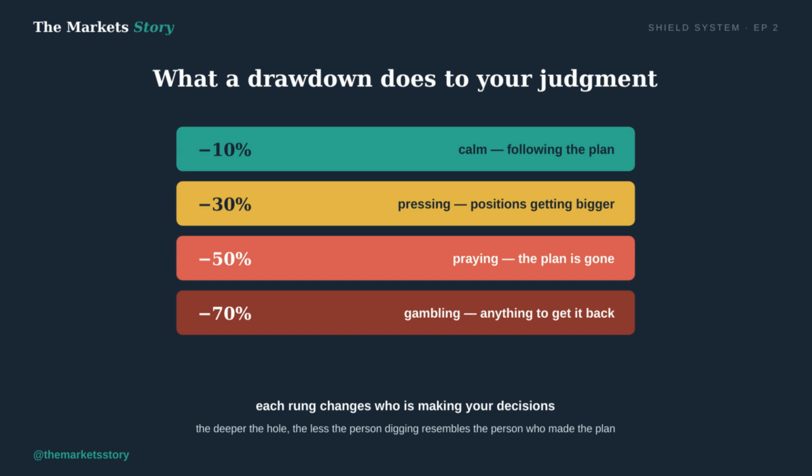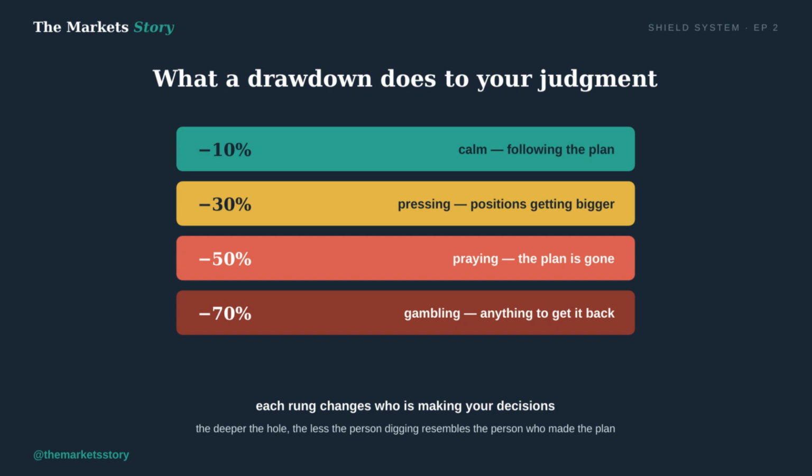And the math is only half the story. At -10, you're calm, you follow the plan. At -30, you're pressing. Positions quietly grow. At -50, the plan is gone, and you're praying. At -70, you're not trading anymore. You're gambling for resurrection. Each rung down, the person making your decisions is less and less the person who wrote your rules.